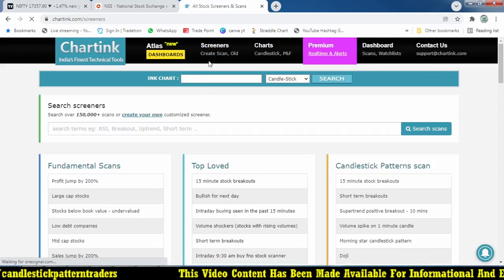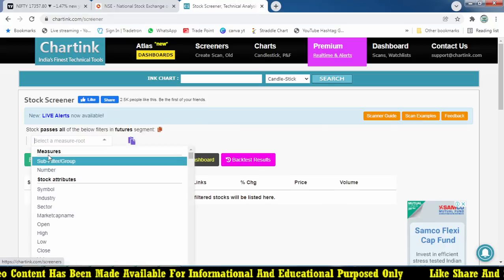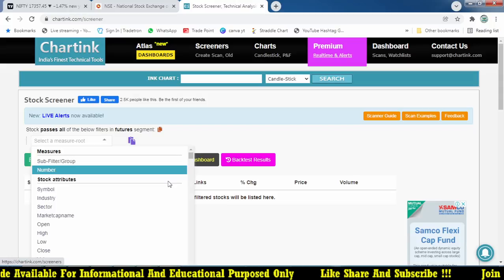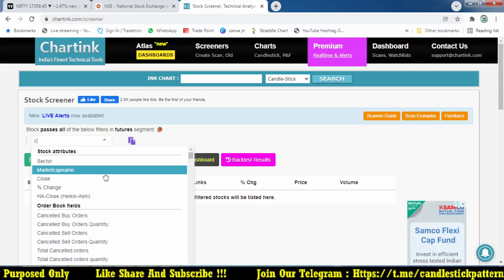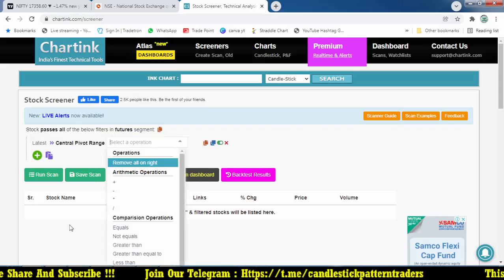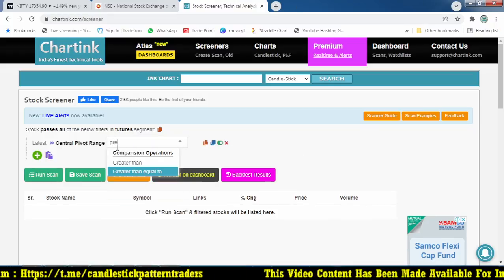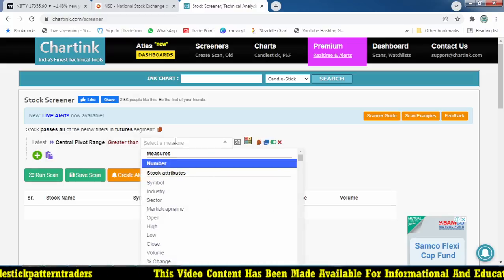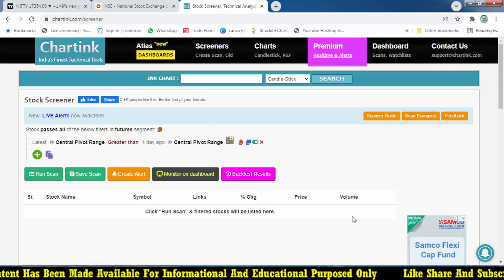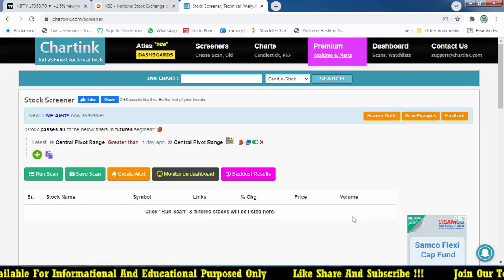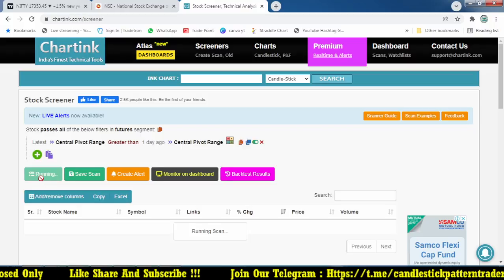I'm going to create a scan now. In futures, I'm going to take stocks which are in futures, where the latest central pivot point, central pivot range, must be greater than the central pivot range of 1 day ago. So this code will filter out how many stocks are higher than the previous day's level. It filters very easily. Let me try it out and check it.